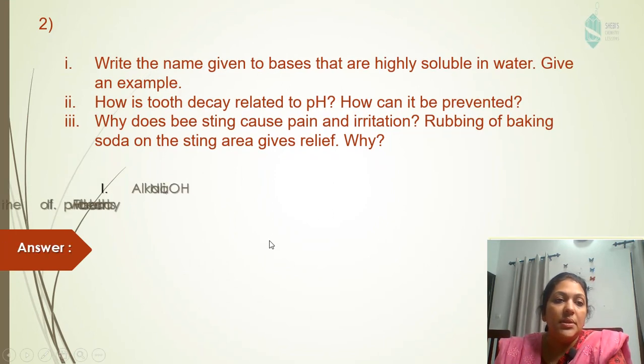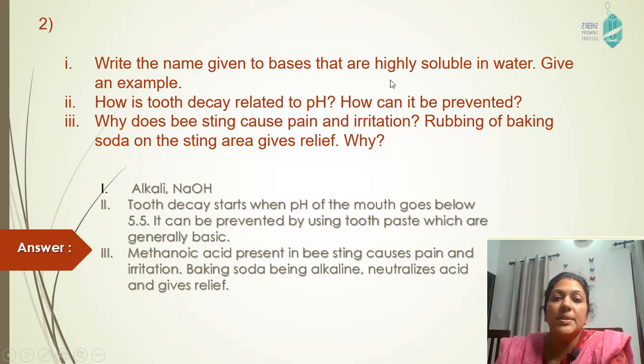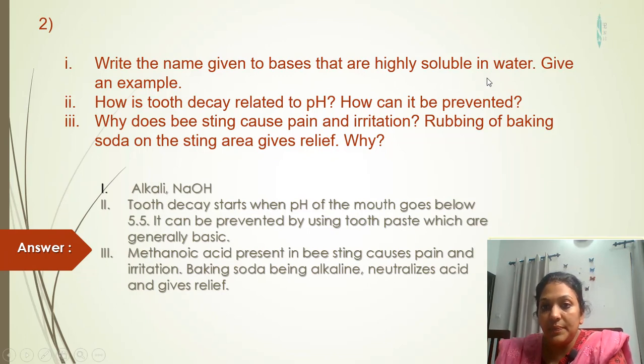Now 3 questions are there. Write the name given to bases that are highly soluble in water. Water soluble bases are called alkalis, isn't it? Give an example. You can write any example like sodium hydroxide, potassium hydroxide, lithium hydroxide.